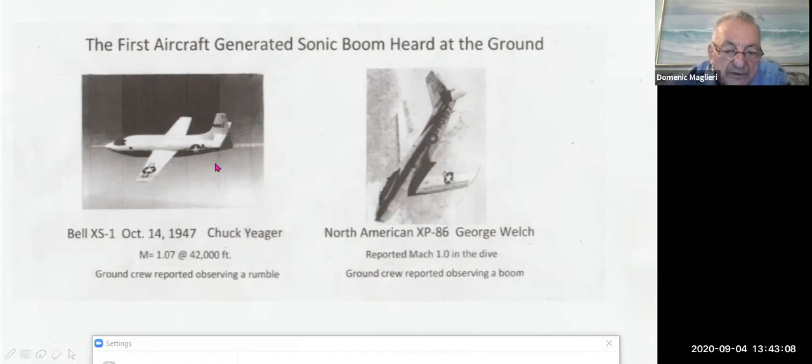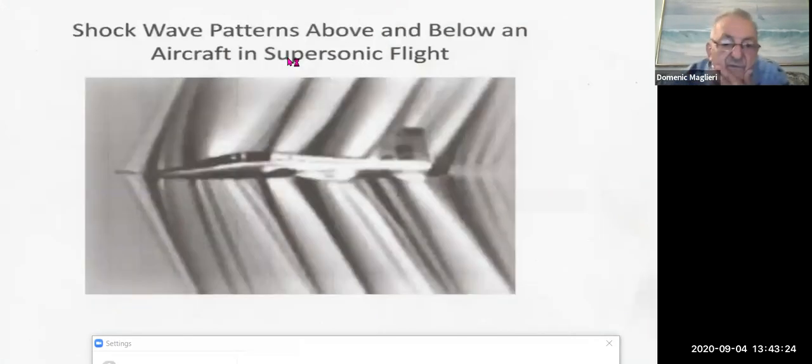Well, there's still discussion about those two, but it doesn't matter because 3 years later, the Air Force introduced their Century Series fighters, you know, the F-101, the F-104, and so forth. So they were able to go supersonic in level flight. Take a look at the shockwave formations around an airplane. Here's a T-38 in supersonic flight.